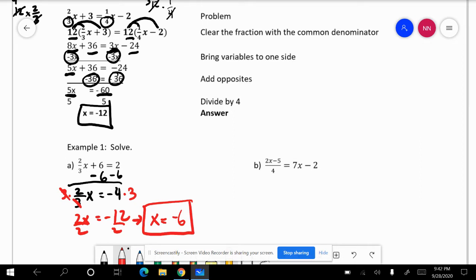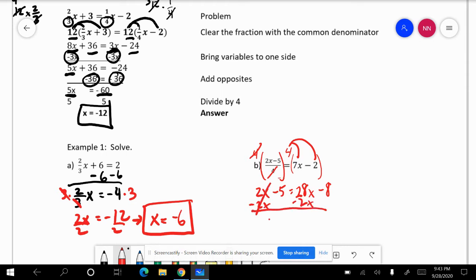Now, if we're looking at letter B, I can't add the 5 over because it's being divided by the 4. So my first step is multiplying by 4 to get rid of the fraction. The 4's cancel. I get 2x minus 5. I distribute the 4 to each of the terms, and that gives me 28x minus 8. I subtract the 2x.